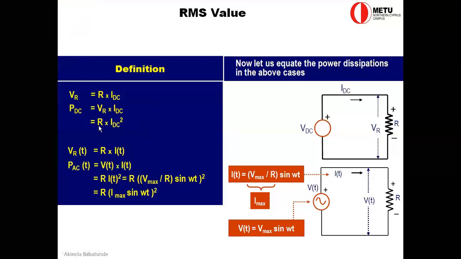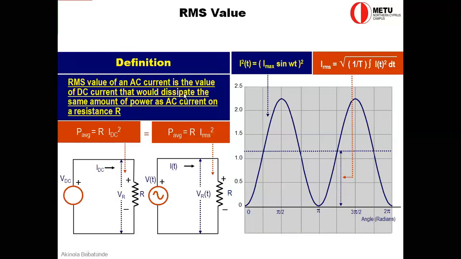So we've talked about power. The DC power would be equal to R I DC squared, and then AC power would be equal to R I max sine wt squared, and all of this. So we're just putting all of this together to crystallize what we just talked about.